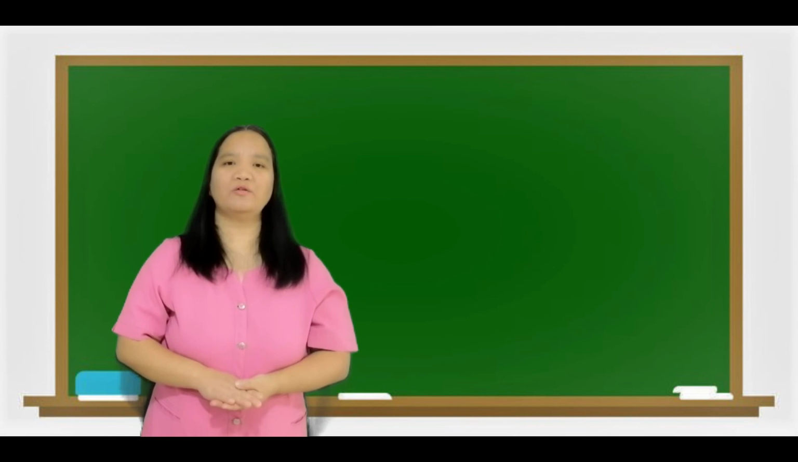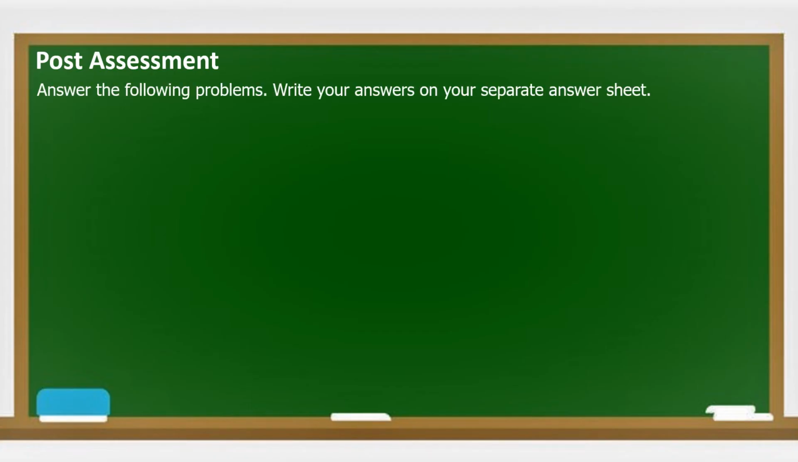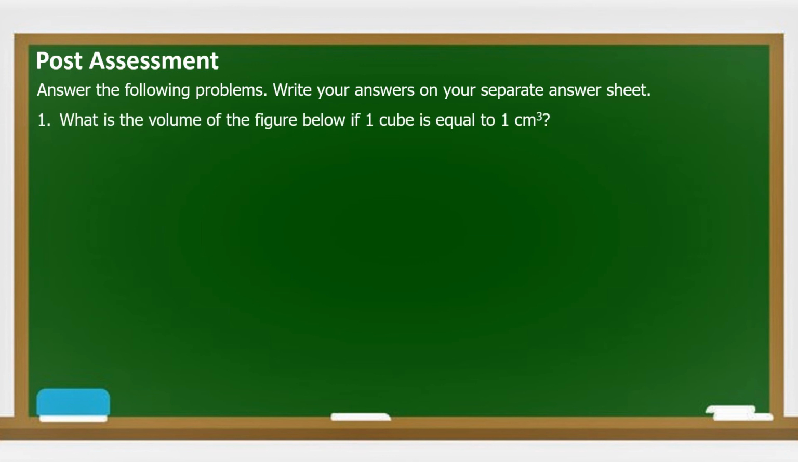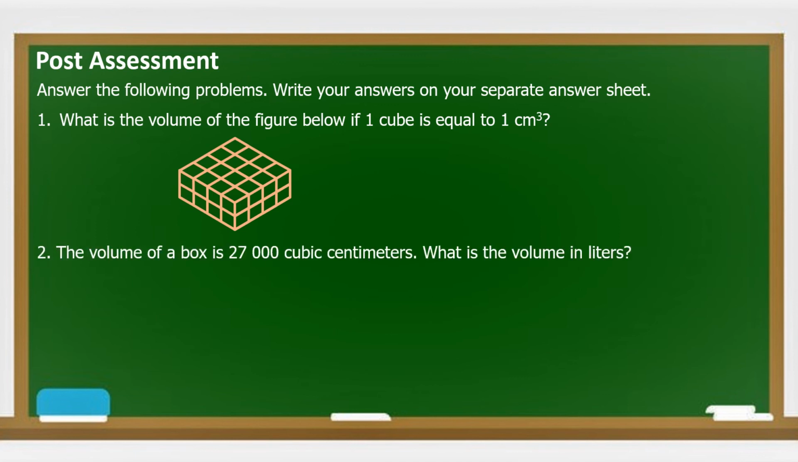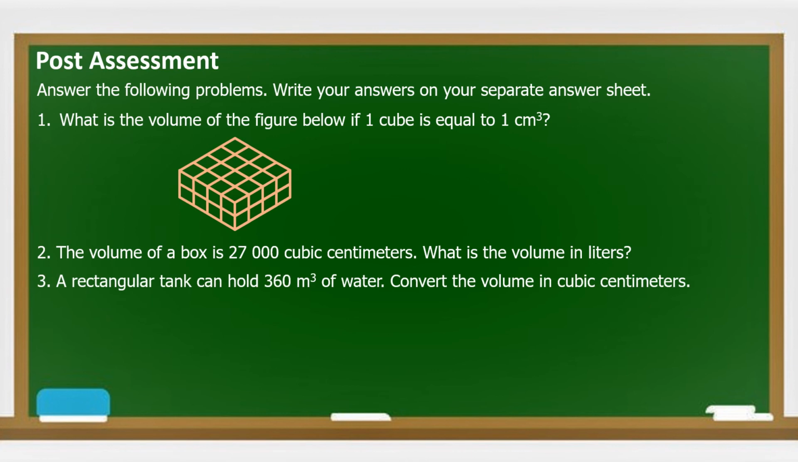For the post-assessment on page 12, you are to answer the 4 problems. Answer the following problems. Write your answers on your separate answer sheet. Number 1. What is the volume of the figure below if 1 cube is equal to 1 cubic centimeter? 2. The volume of a box is 27,000 cubic centimeters. What is the volume in liters? 3. A rectangular tank can hold 360 cubic meters of water. Convert the volume in cubic centimeters.